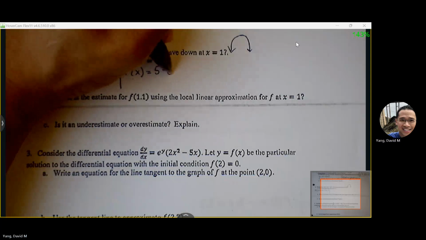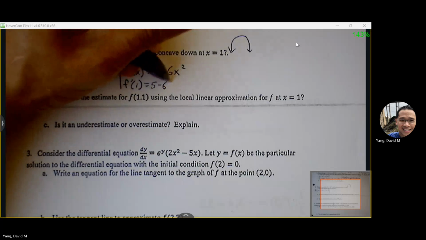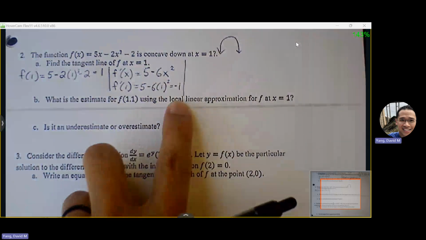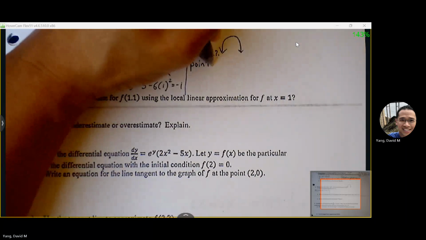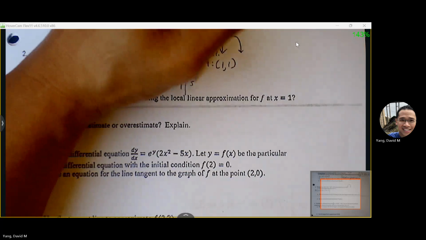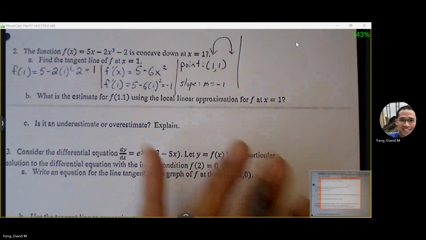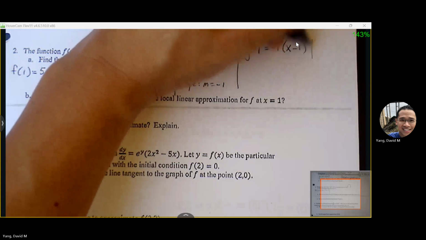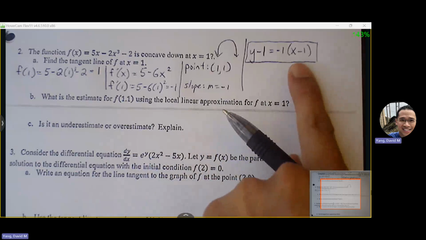Okay, power rule. We have our ordered pair, we have our slope, point slope form. Everybody okay? Building that tangent line.